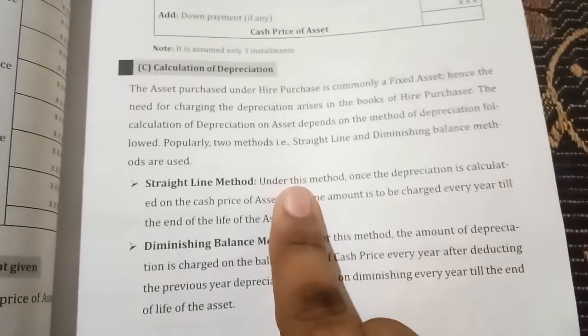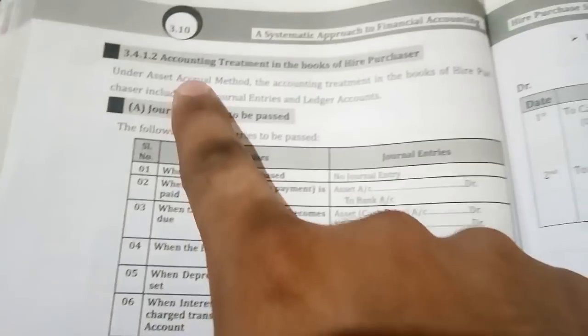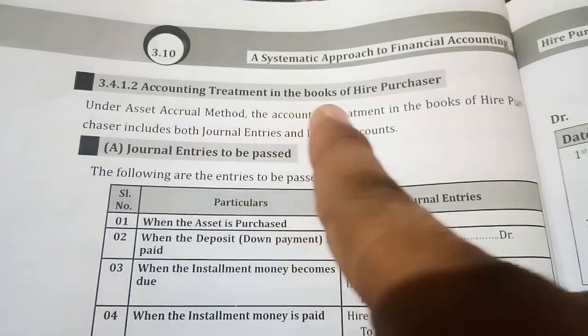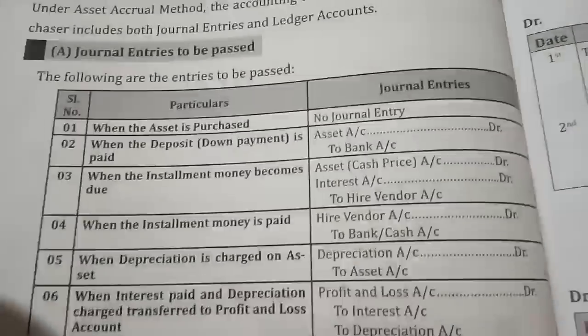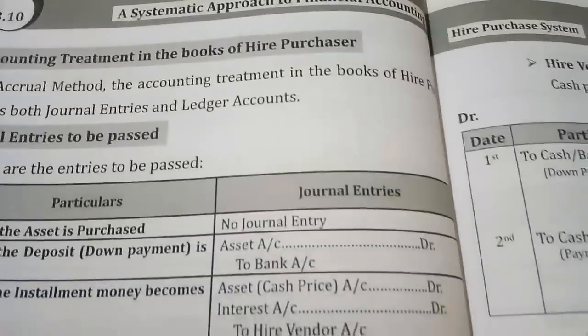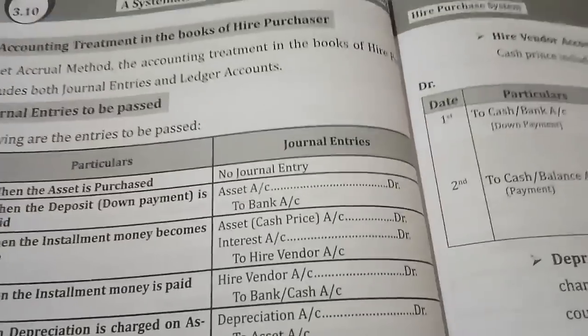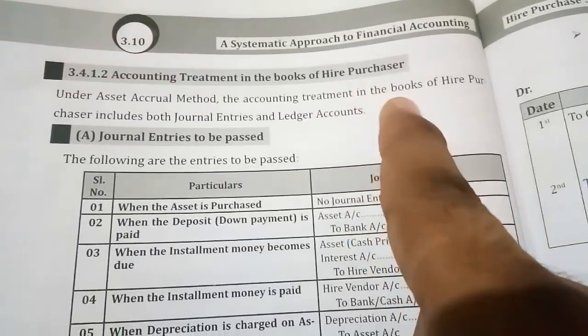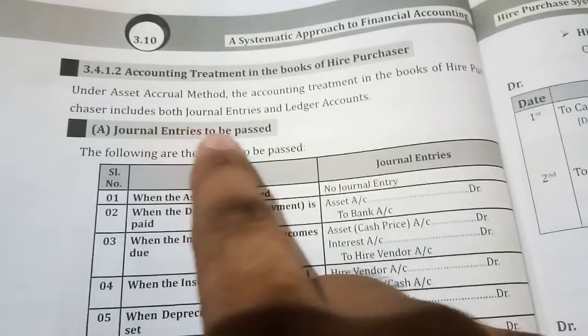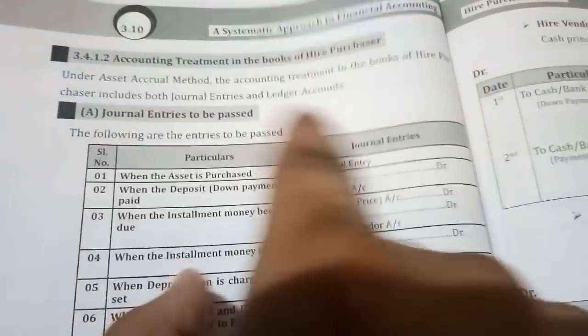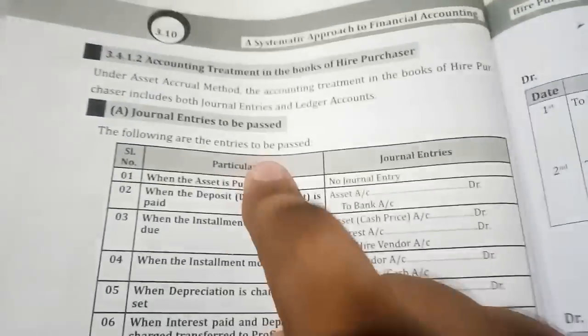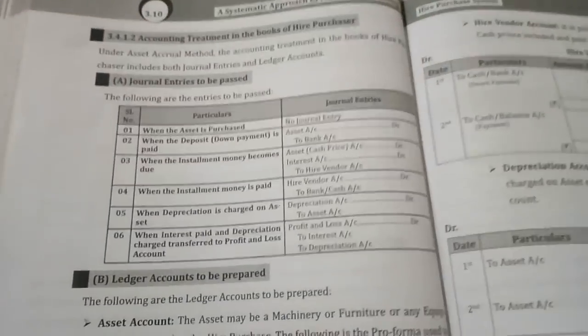So let's move to another page. Now here we have the accounting treatment in the books of the hire purchaser. Who is this hire purchaser? Who is buying the machinery, the small firm which I said. Yes guys, under the asset accrual method, the accounting treatment in the books of hire purchaser includes both journals and ledgers. So here we have journals and ledgers both, but in examination they can ask us journals or ledgers. They will not ask both, guys.